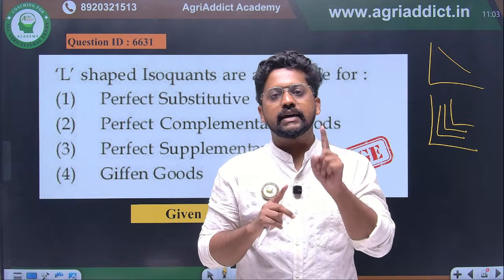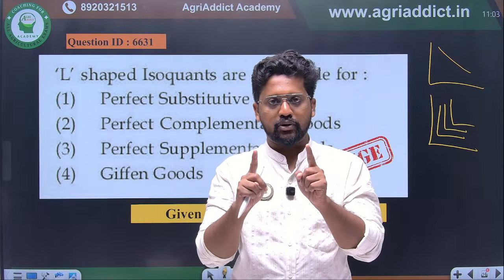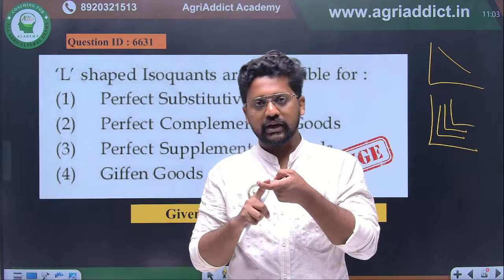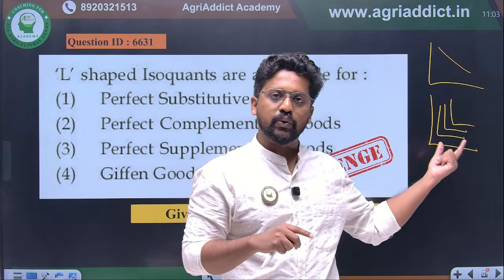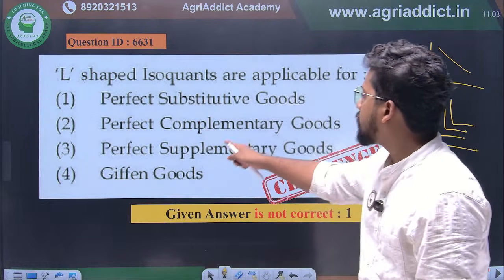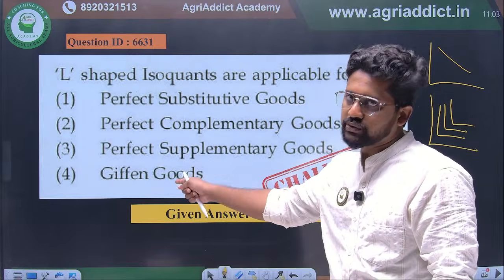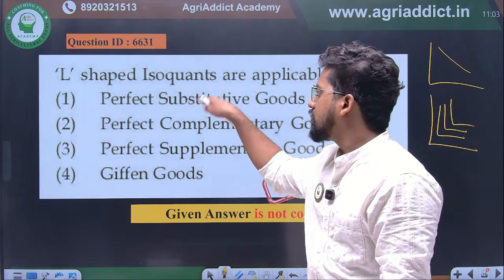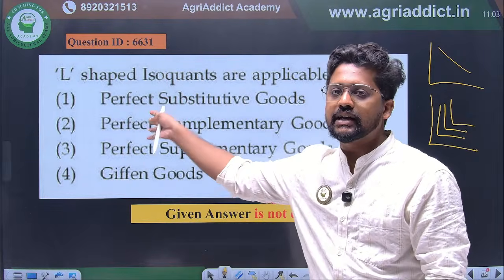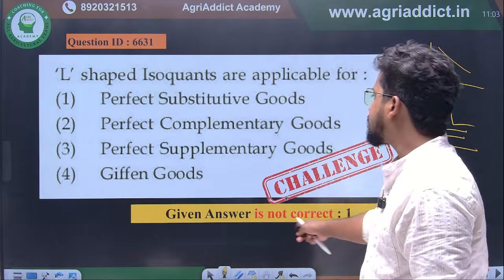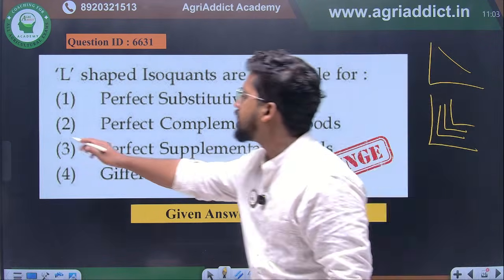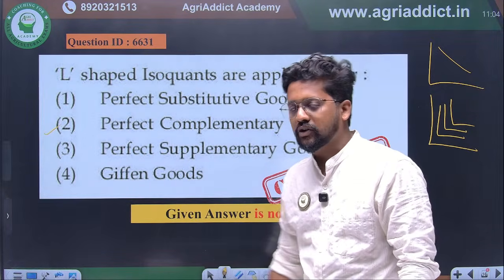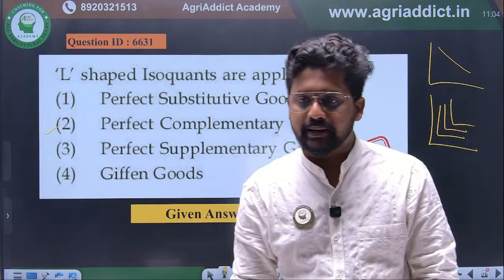So here it is actually a 1:1 proportion. One requires another along with it in order to make full utility, right? That's why this isoquant is L-shaped. So the answer should have been perfect complementary goods. This is a sure shot question. You can challenge it because the answer key is wrong. This is somehow a mistake in the answer key, so the given answer is not correct here. You can challenge it for answer 2, perfect complement goods. Perfect complementary goods will be the correct answer here.